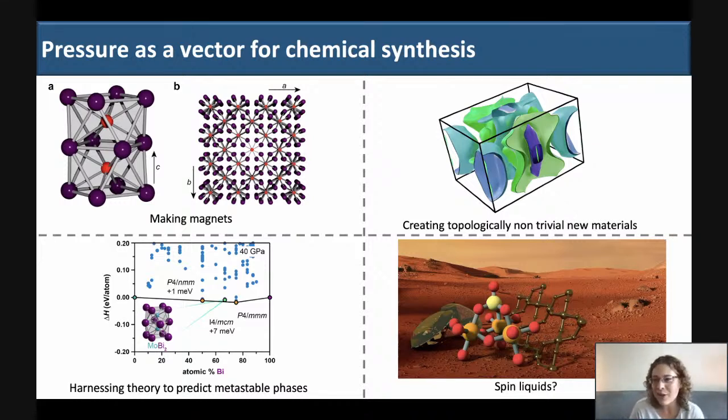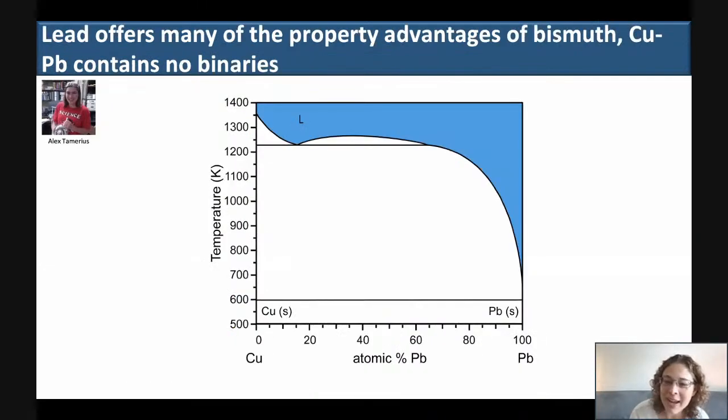Let's just talk for three slides about how we can use the same approach to create topologically non-trivial materials. Now, to talk about that, we're going to have to take a shocking deviation, and that's to talk not about bismuth, which is nominally the heaviest element stable to radioactive decay, but lead, which is actually the heaviest element that's stable to radioactive decay.